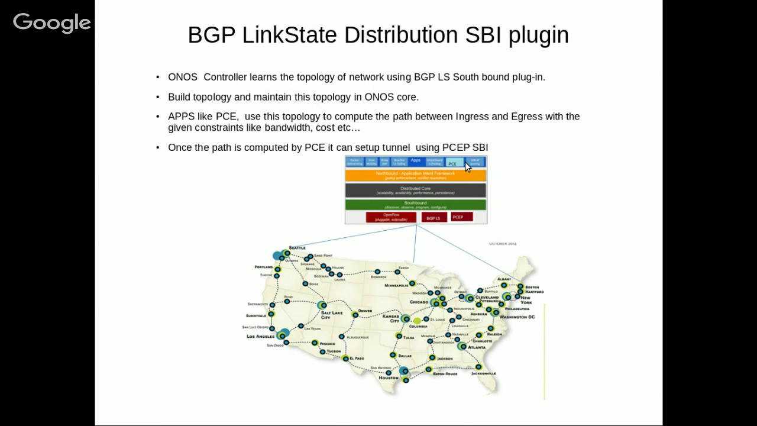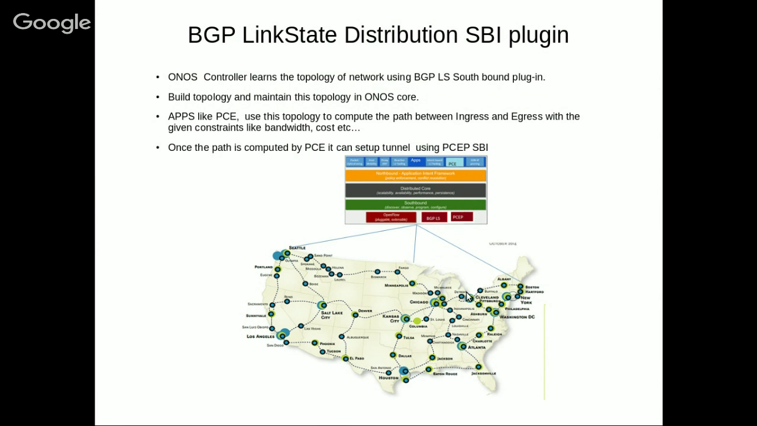This topology will be used by applications like PCE in future, which will be built at the application layer, or any other application which uses this topology information. One of the use cases is that PCE uses this topology to compute the path between the ingress and egress with given constraints like TE constraints, bandwidth and cost. Once the path is computed by PCE, it can set up a tunnel using the PCEP SBI, which we already have now. This is one of the use cases which we are trying to address.